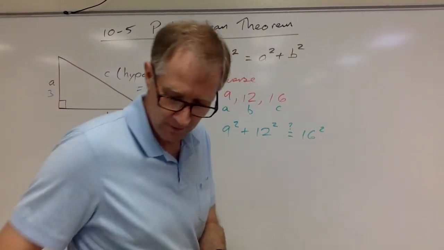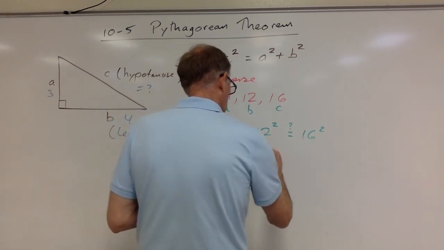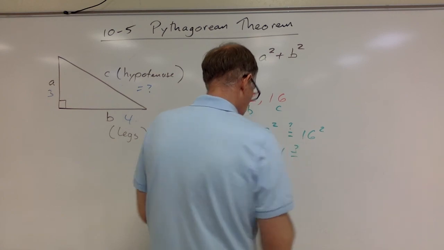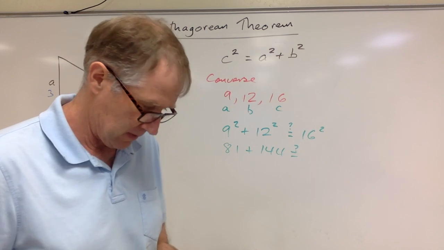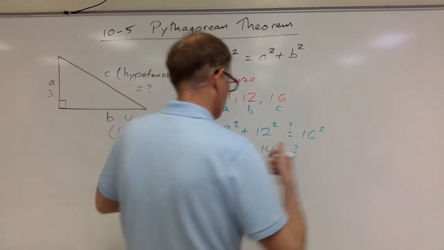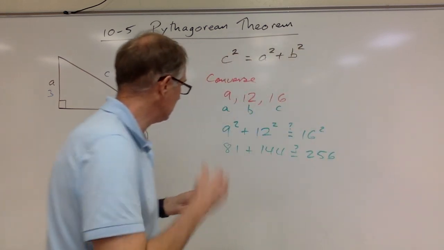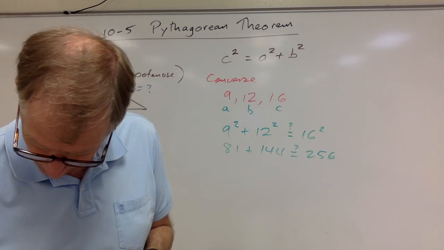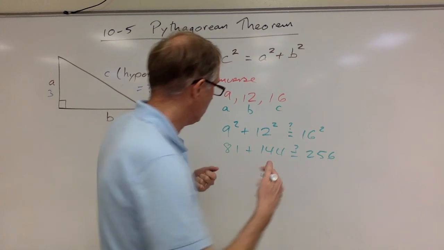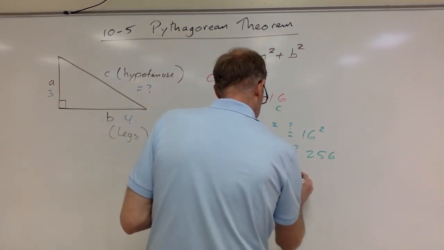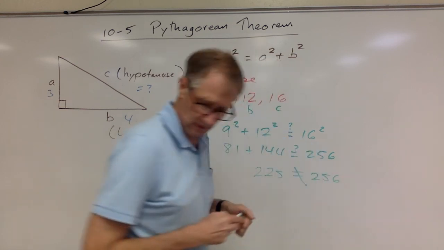So 9 squared, of course, is 81. 12 squared is 144. And 16 squared is, well, that's too much for my brain at the moment, 256. I should have known that. Well, what is 81 plus 144? 81 plus 144 is 225. That does not equal 256.